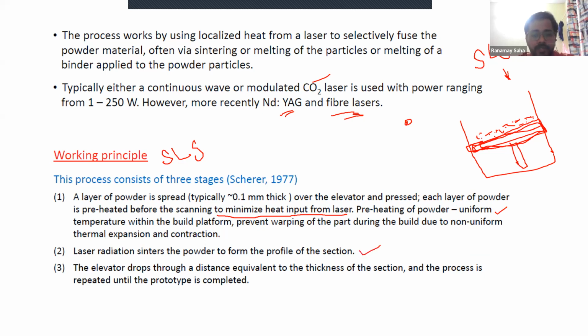To form the profile of the section. Now the elevator then drops or comes down by a distance equivalent to the desired thickness of the section, and the process is repeated until the prototype is completed. Okay. So that is the working principle of the selective laser sintering method of AM technology.